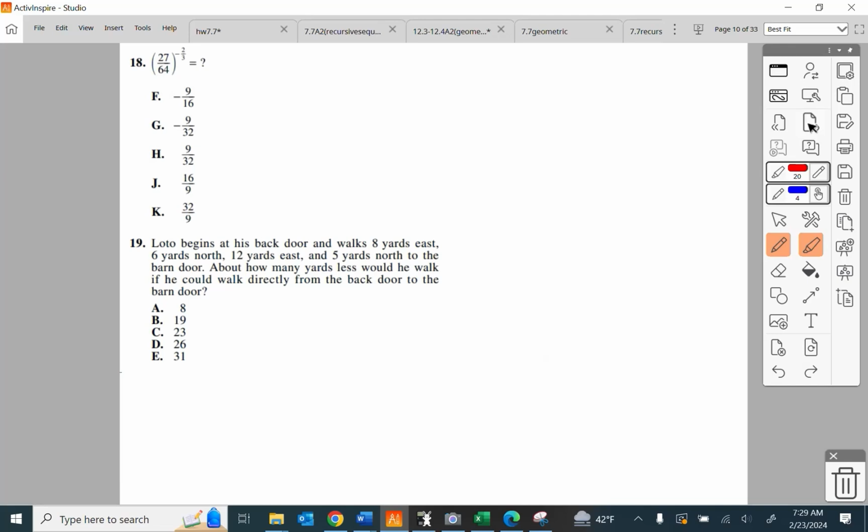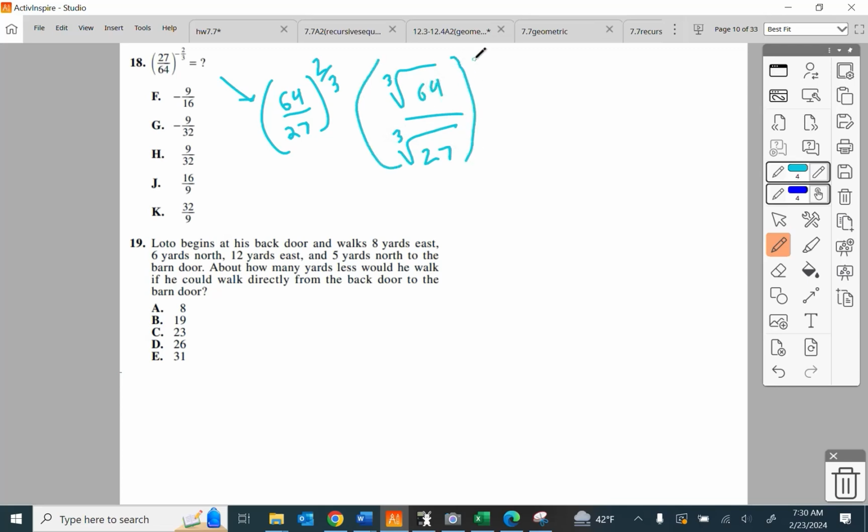It'd be cool if you actually knew what this was, but you don't. I actually want to explain this one by hand because so many kids don't understand exponents. The negative symbol flips the fraction. And then let's think about what we have now. We have the 2/3 power. What we're doing is we're taking the cubic root of each number and then we're going to square the result.